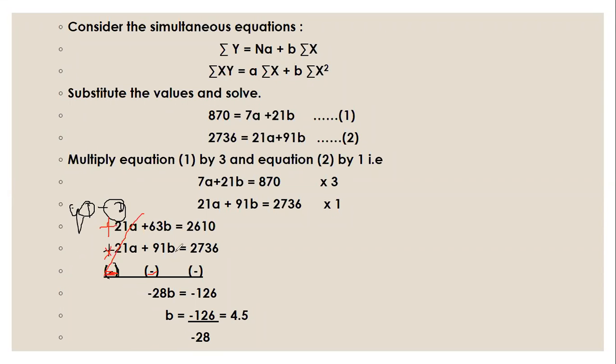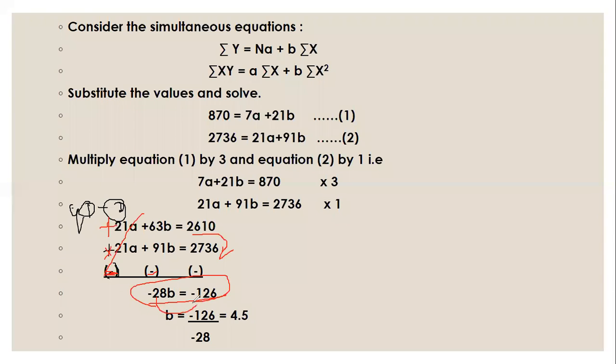Then coming to the last part here, that is 2610 minus 2736. We are subtracting a bigger number from a smaller number, so you will get minus in the answer. So minus 126. 2610 minus 2736 is minus 126. Now this is the expression which is remaining to you after solving it simultaneously. After doing that, it is easy to find out B now.